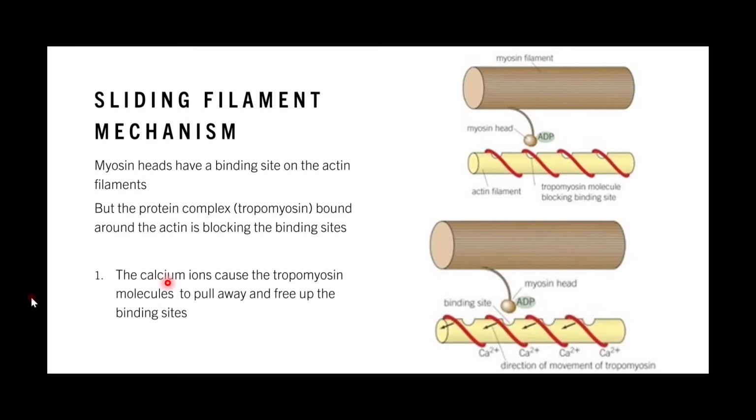However, now, because of our nervous stimulation and our travelling action potential, the calcium ions that we have released into our sarcoplasm can bind to our tropomyosin, our protein complex, and it can cause this tropomyosin to pull away and free up these binding sites. So that is why this release of calcium ions is so important. It's because it is these calcium ions that cause our tropomyosin to slide up our actin filament, to pull away and expose these myosin head binding sites.